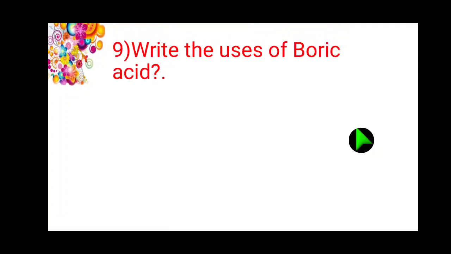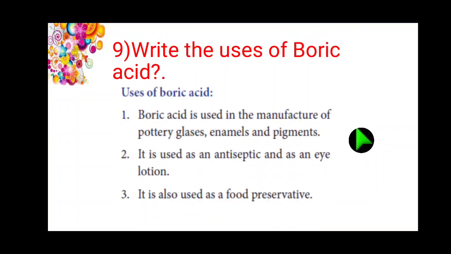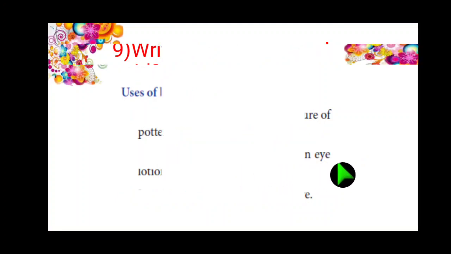Now question number 9. Write the uses of boric acid. Point number 1: it is used in the manufacture of pottery, glasses, enamels and pigments. Point number 2: it is used as an antiseptic and as an eye lotion. Point number 3: it is also used as a food preservative.